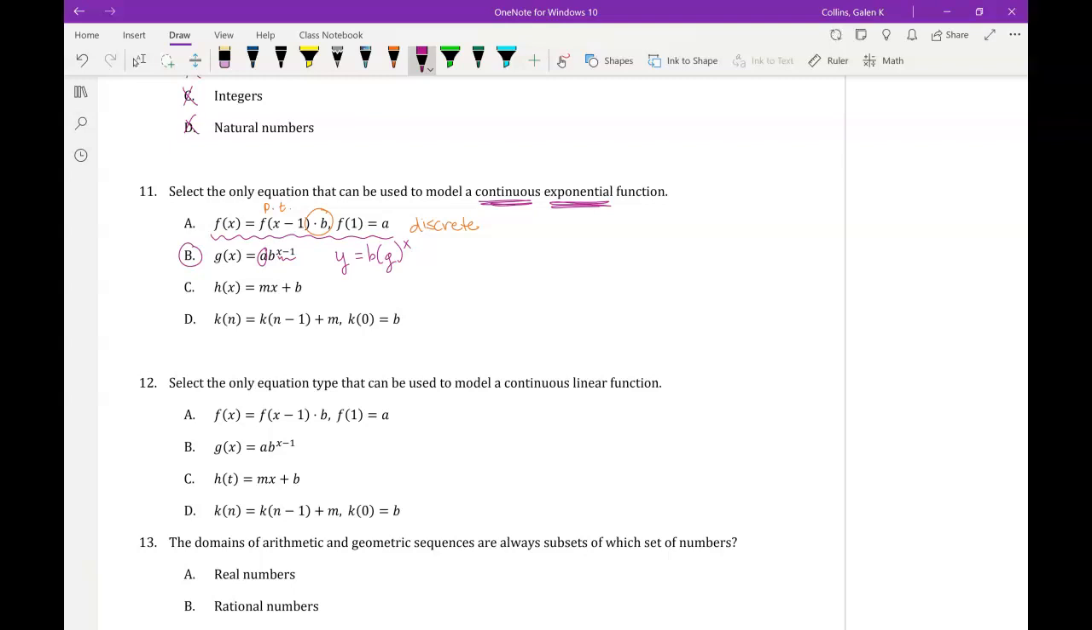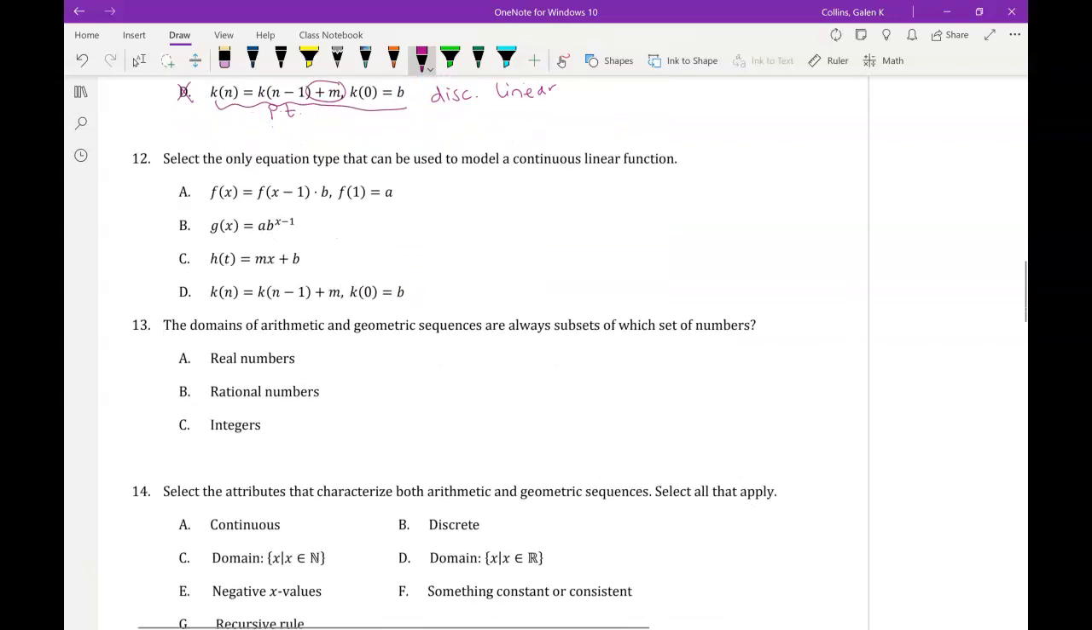All right, C is out. We said A is out. C would also be out because that is an equation in slope-intercept form, but that would model a continuous linear function. And D is out because, again, it is recursive and we're adding something to our previous term. So that would model a discrete linear function. We said the top one was discrete exponential. This one is just plain old exponential continuous. And this one is linear and continuous. These are tough questions, I'm not gonna lie.